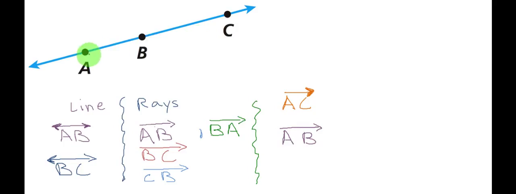So remember that a ray always has a starting point, and it will continue forever. So it would continue through point B in this case, and it would pass through point C at some other time if it didn't run into another object.